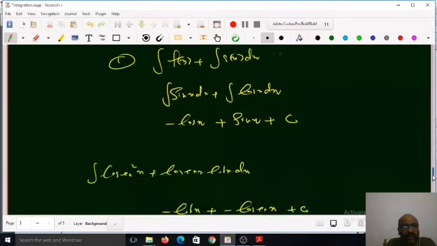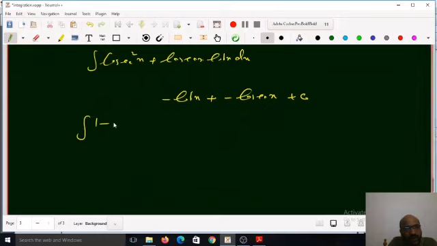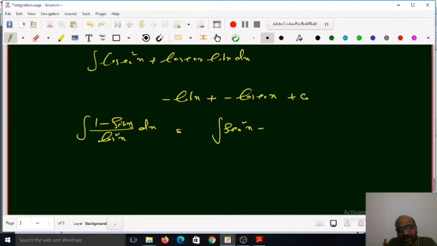Now third one is integration of 1 minus sin x by cos square x dx. Here also we don't know division rule of integration. There is no such rules. So we have to convert into sum of two terms or difference of two terms. Here in numerator we have two terms, denominator just a single term. So we can split into two functions. 1 by cos square x, that is sec square x, minus sin x by cos square x. Sin x by cos square x we can write as sec x into tan x.